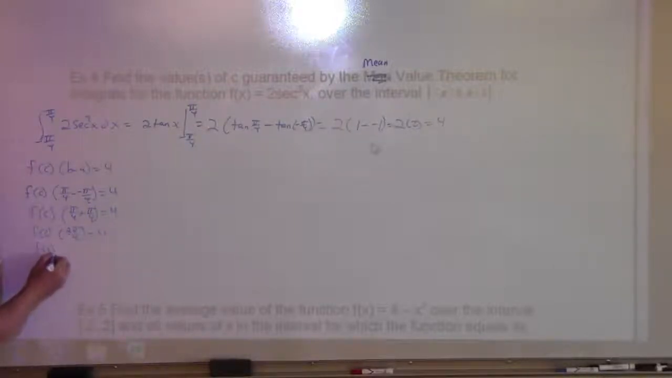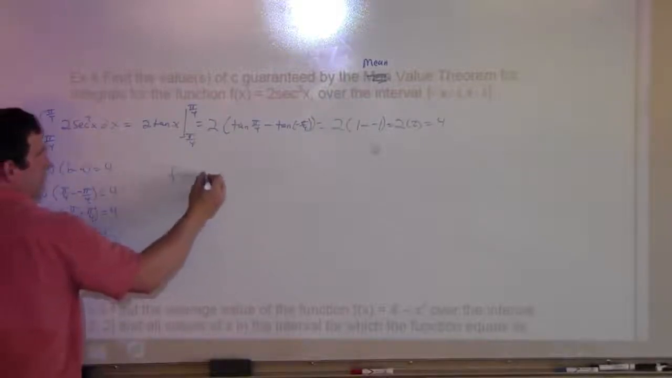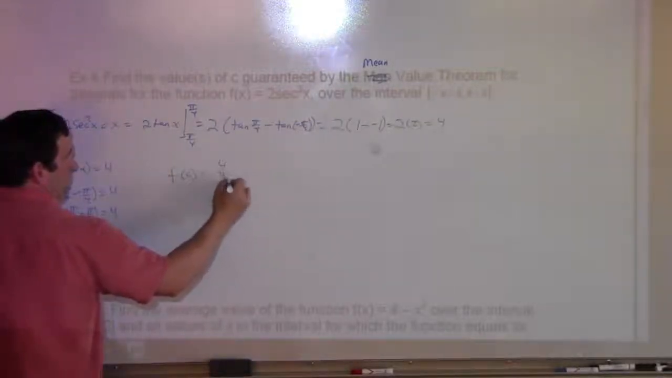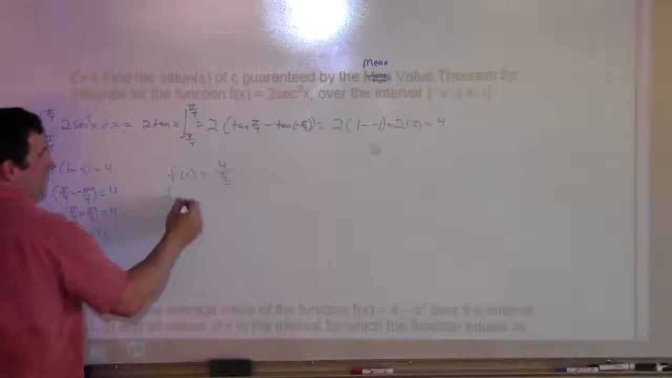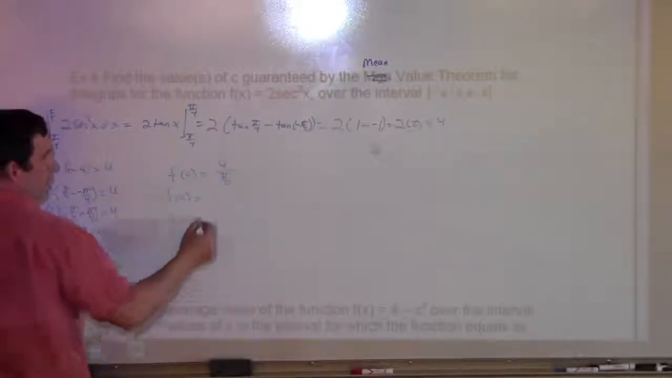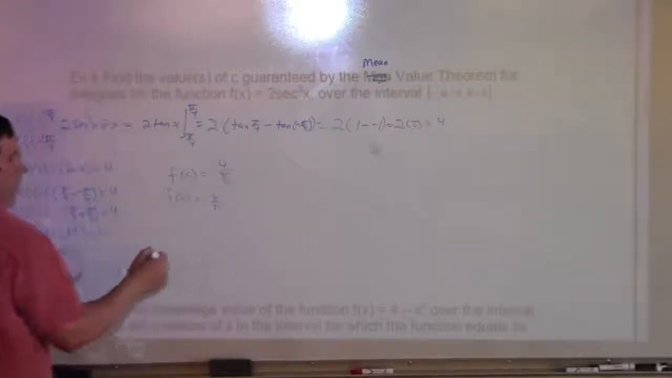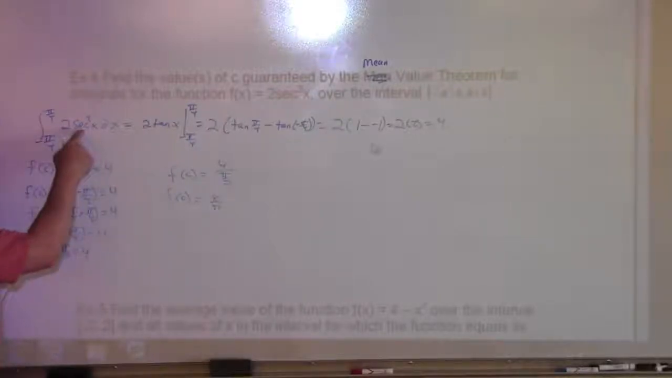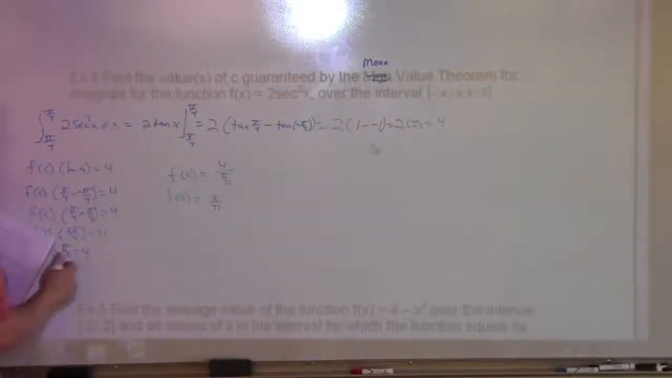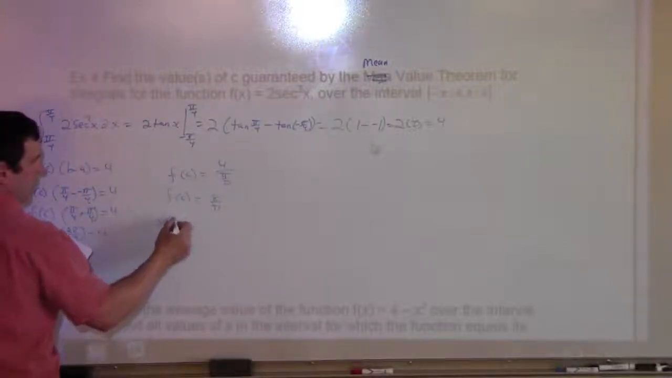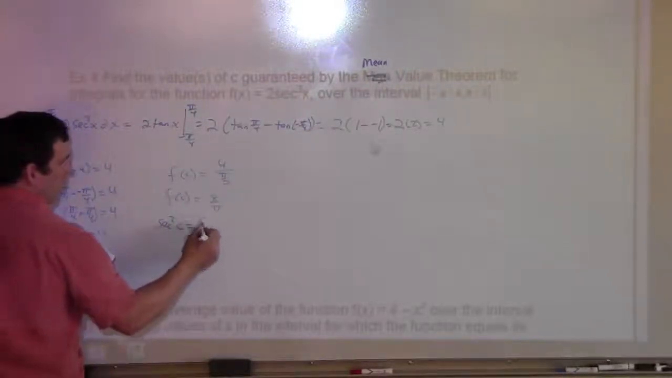So f of c times, what's that going to be? Pi over 2 equals 4. That means f of c would be 4 divided by pi over 2, or f of c would be equal to 8 over pi. Now what was f? The original function here is 2 secant squared. That means 2 secant squared of c equals 8 over pi.